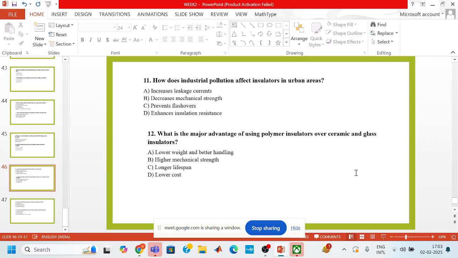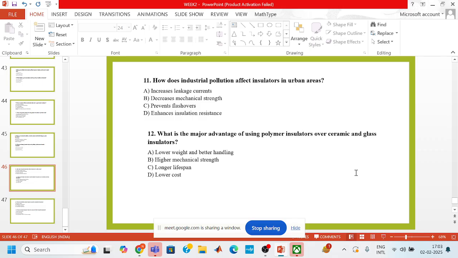Increases leakage currents, decreases mechanical strength, prevents flashovers, and enhances insulation resistance. Increases leakage currents. Okay, this is the correct answer, increases leakage currents.